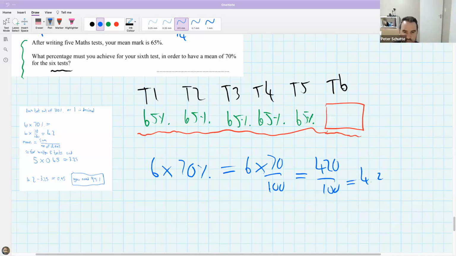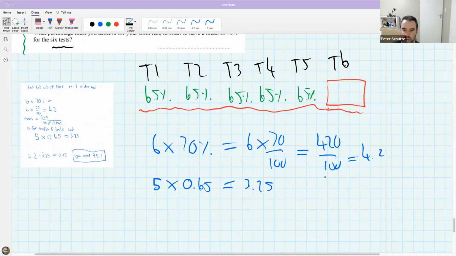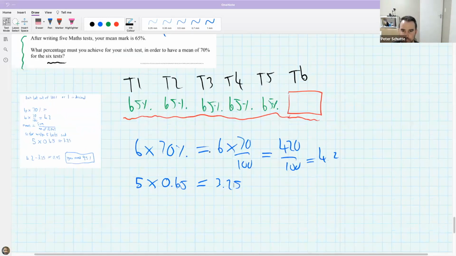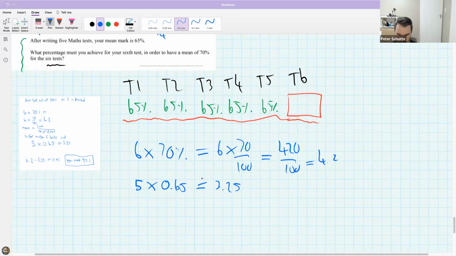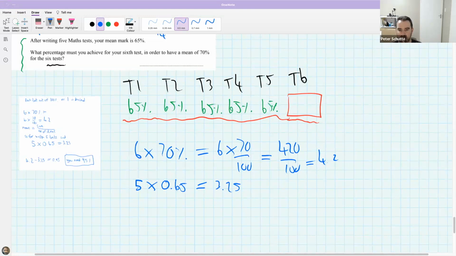Okay. What have you got at the moment? At the moment, you've got 65% for each one, so 5 times 0.65. And so that would give us 3.25. Okay, so what do you need to get for that last test? Okay, I will slow down, that's fine. So if you go 6 times 70, are you all happy that I'm getting, say, in fact, let's just do it that way.